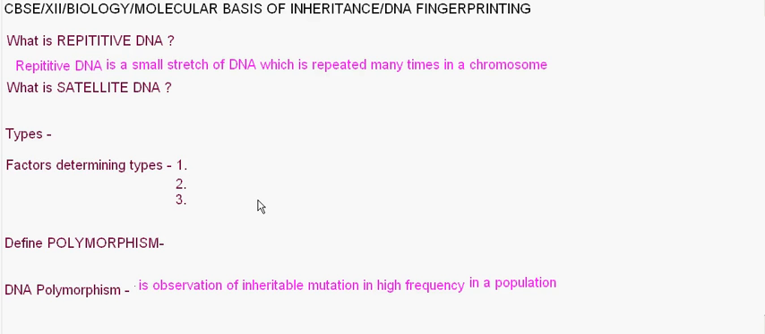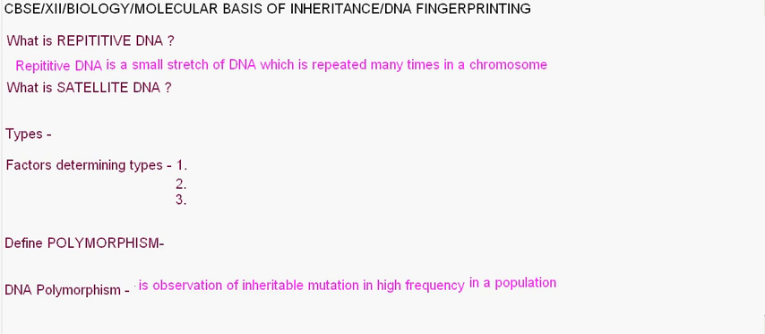DNA fingerprinting. To understand the process of DNA fingerprinting, or what DNA fingerprinting is, we must understand the following first. What is repetitive DNA? Repetitive DNA is a small stretch of DNA which is repeated many times in a chromosome.